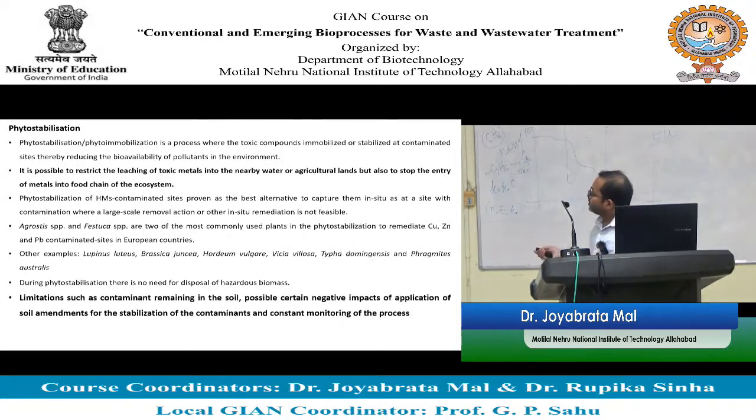Phytostabilization is a very similar mechanism. The only thing is it doesn't require all those transport protein inhibitors or vacuolar storage. It completely stabilizes the metal or contaminant in the soil itself, in the rhizospheric zone. The metal or contaminant doesn't go inside the root at all. So, as I highlighted here, one of the major limitations is that the contaminant remains in the soil. Suppose after 5 years your plant is dead and you take out the plant, the contamination remains in the soil, isn't it, and it can start leaching again. So that is one major issue.